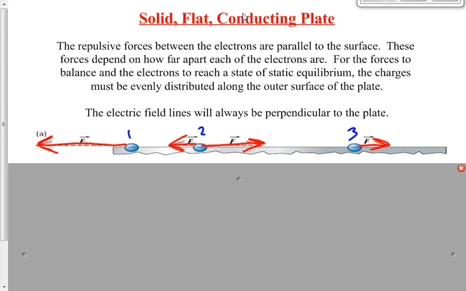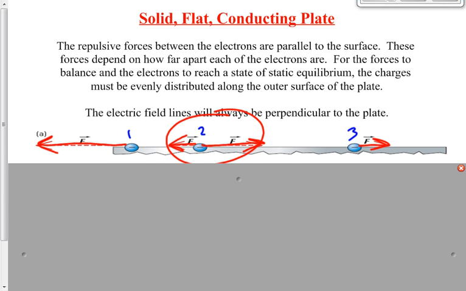All right, what's going to happen? We're not in static equilibrium now, right? These forces are not balanced. What's going to happen to charge number 2? Let's focus on this one. What's going to happen to charge number 2 as a result of those two forces, 1 acting on 2 and 3 acting on 2? Well, it's going to move to the right, right? The net force on number 2 is to the right, so it's going to start moving to the right.